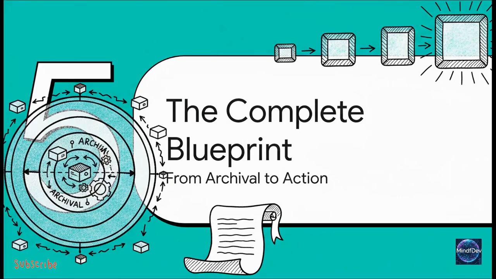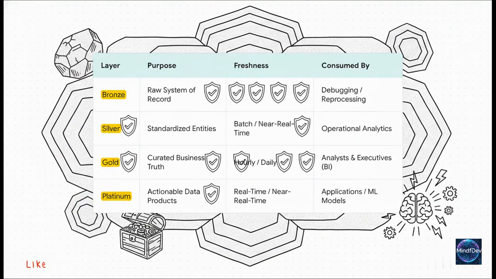Okay, so let's put it all together and take a look at the complete 4-layer blueprint, which really serves every need from long-term archival all the way to real-time action. This table just lays it all out perfectly. You can see that clear progression of purpose and who uses it. We go from raw data that's just used for debugging in bronze, to standardized tables for operational teams in silver, to that curated truth for executives in gold, and finally, to these actionable data products for applications in platinum. Each layer has a very distinct job to do.